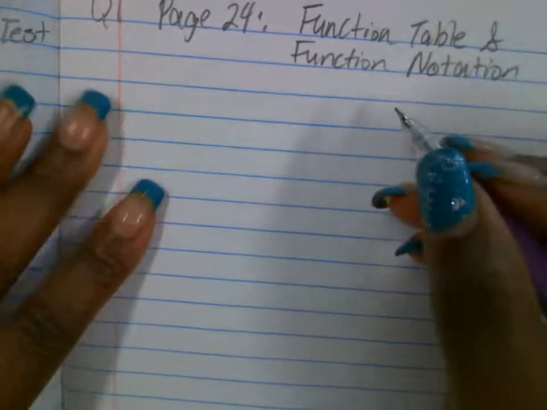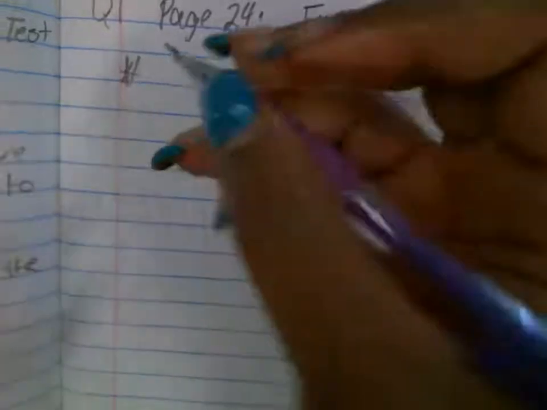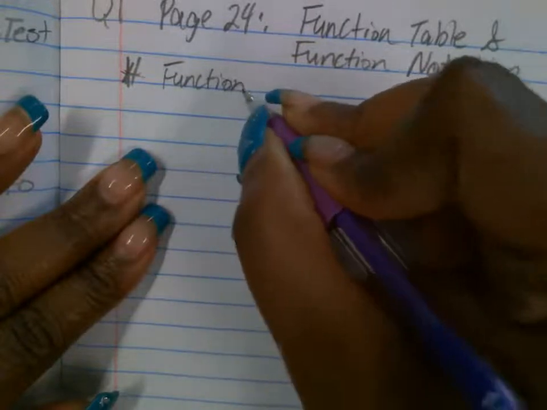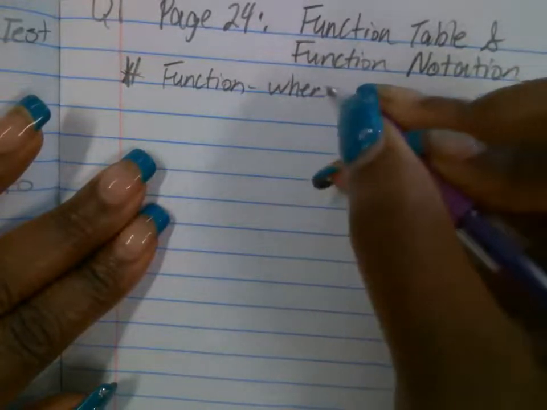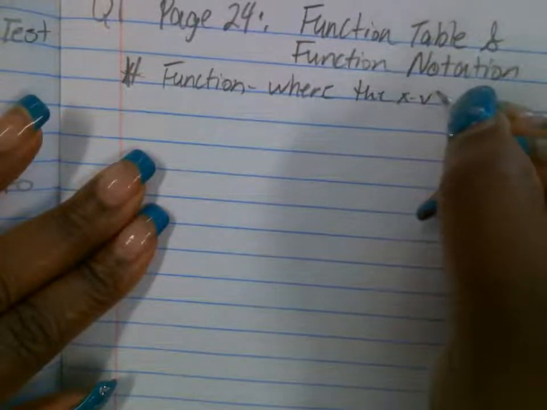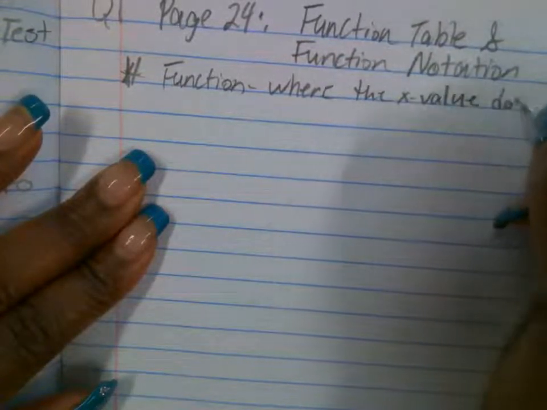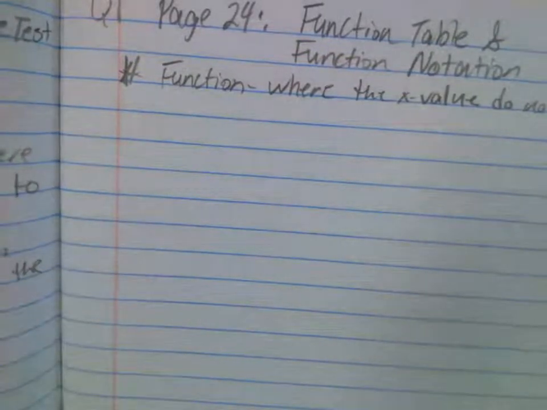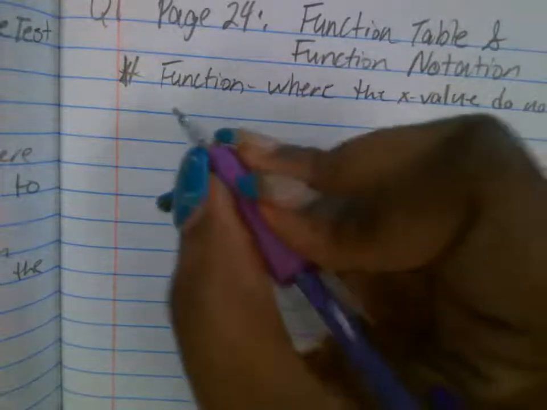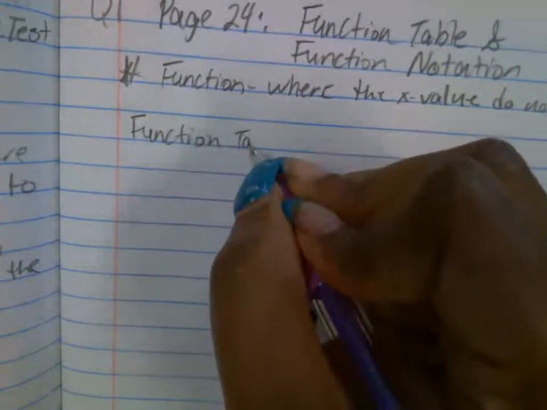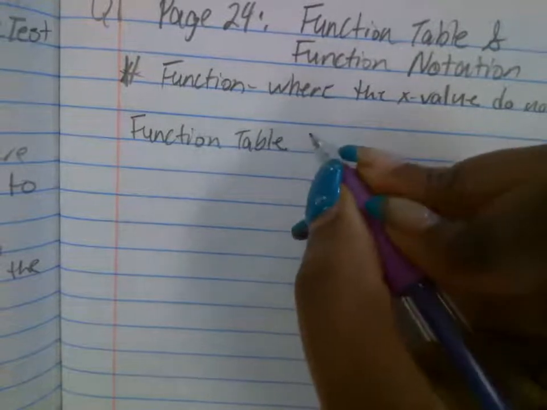All right, so first thing you have to know is that a function, again, like we talked about yesterday, is where the x values do not repeat. It's where your x values in a relation do not repeat, okay? A function table then, so we're going to talk about function table first. And if you need to slow it down, just pause the video, okay?